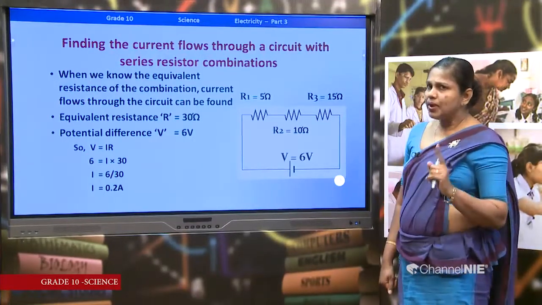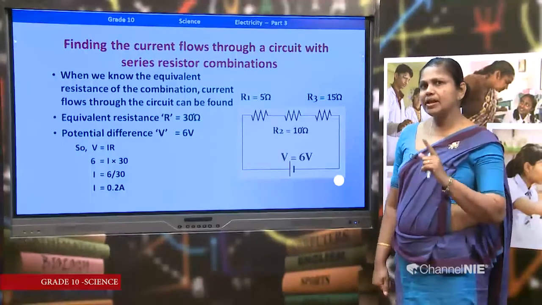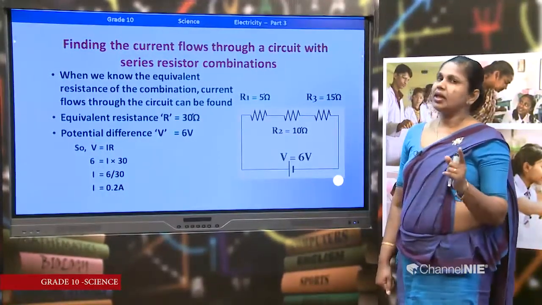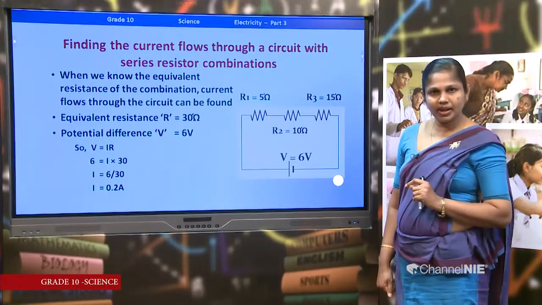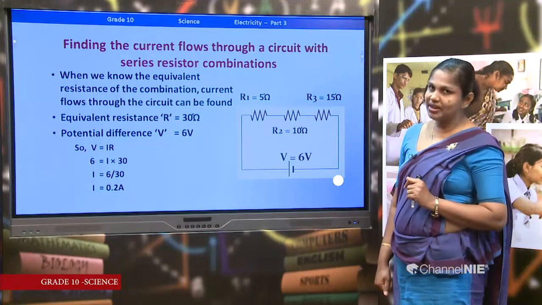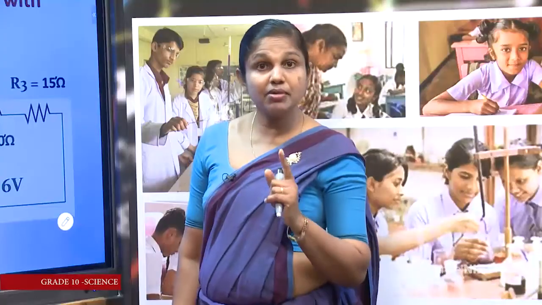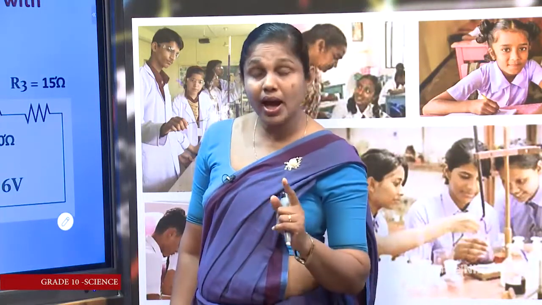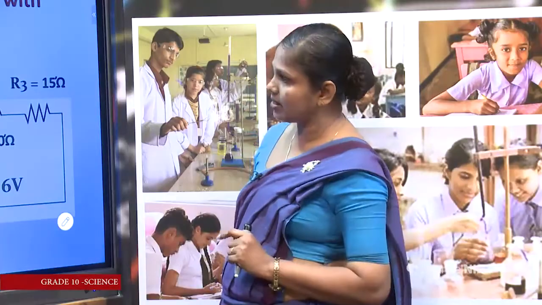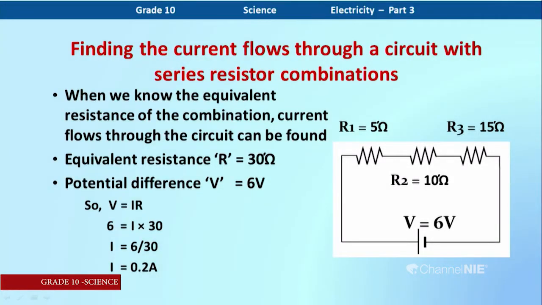Children, when there are many resistors combined in series like this, we can also calculate the current that flows through the circuit. The total current through the circuit can be found like this. Let me explain. See, children, here we have already found the equivalent resistance of this particular circuit, right? What is the equivalent resistance? 5 plus 10 plus 15. We got the answer as 30 ohms. Now, this is the equivalent resistance we got.